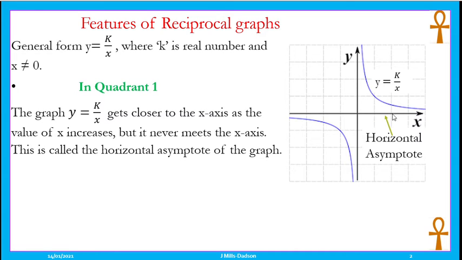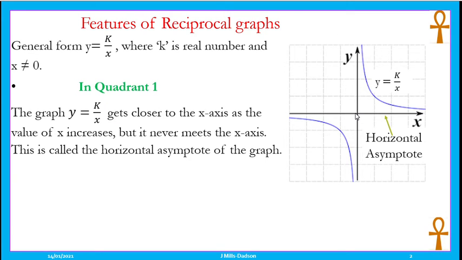Now I want you to understand some terminologies here, and I'll be using them interchangeably. X-axis is called y equals 0. So when you hear me say x-axis or y equals 0, they mean the same thing. Y-axis is called x equals 0. So note, x-axis, y equals 0; y-axis, x equals 0.